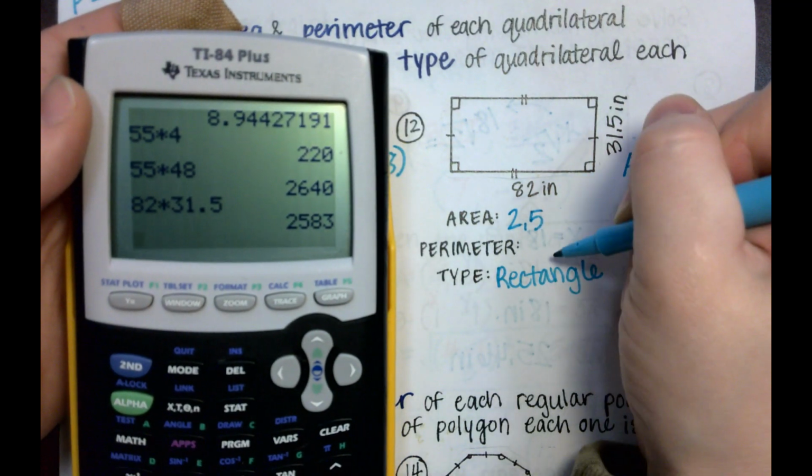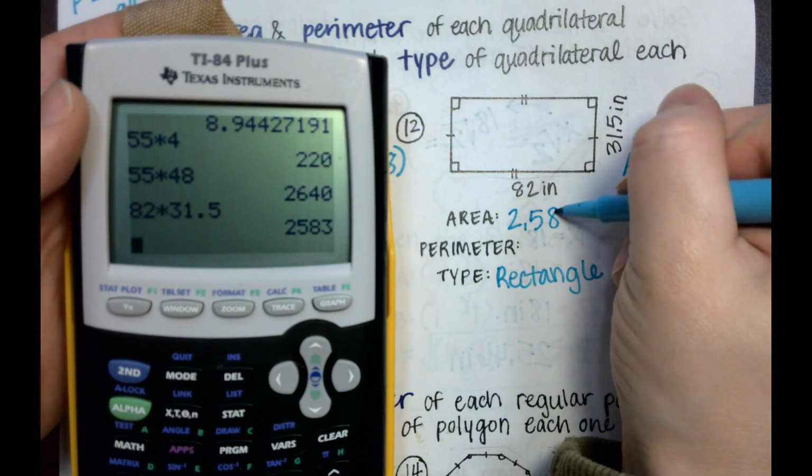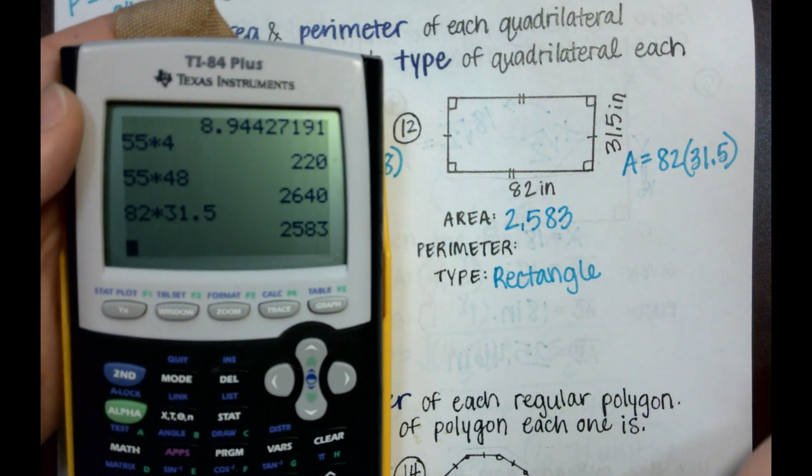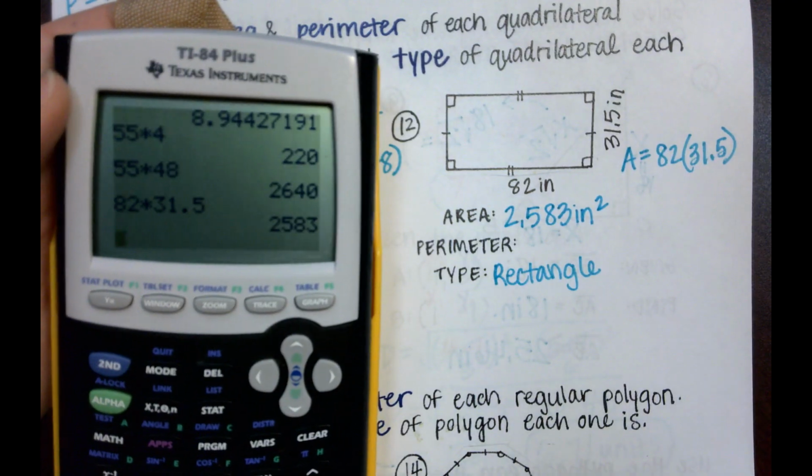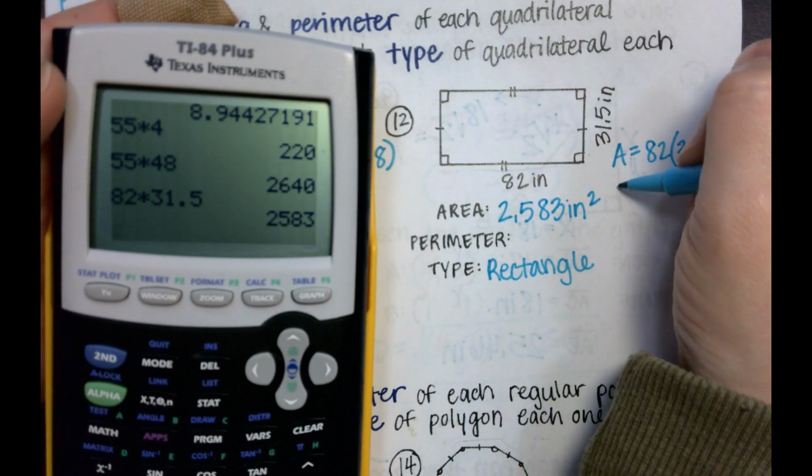So I got 2,583. Is that what you got? Yep, perfect. And our units? Inches squared. Beautiful. Okay, now perimeter.